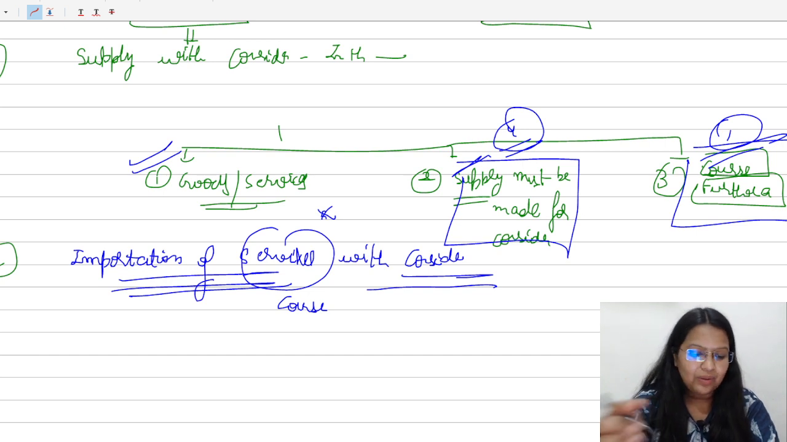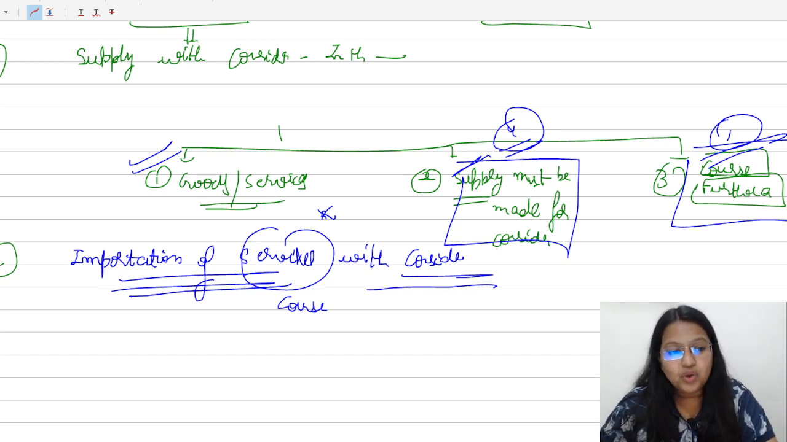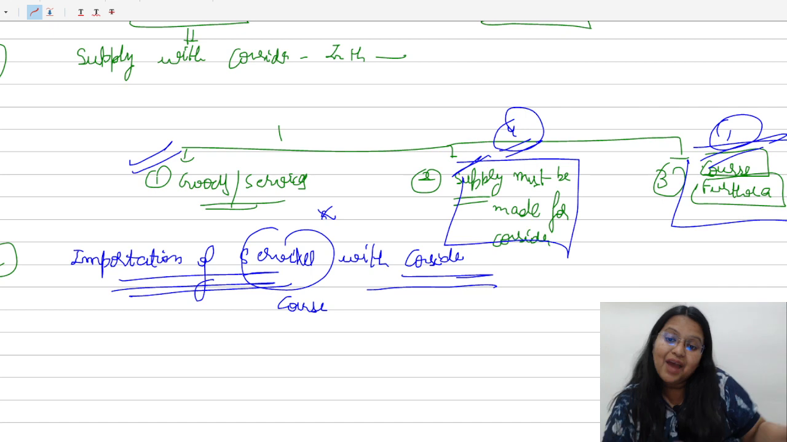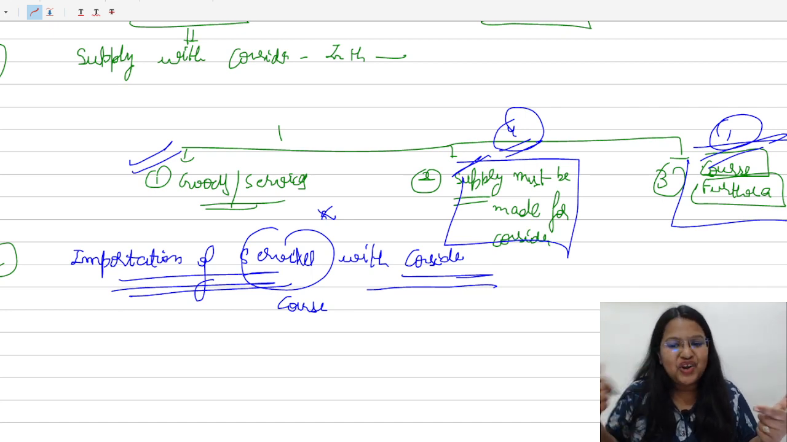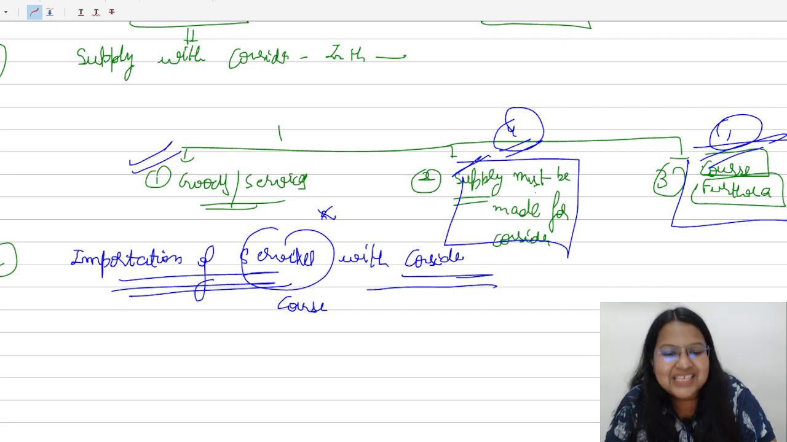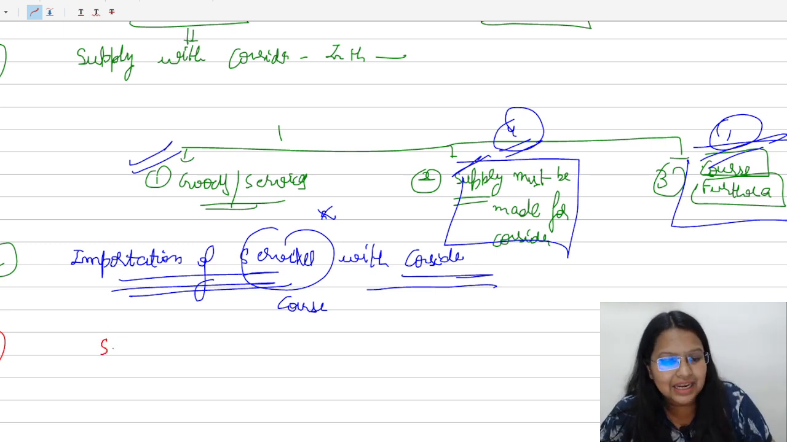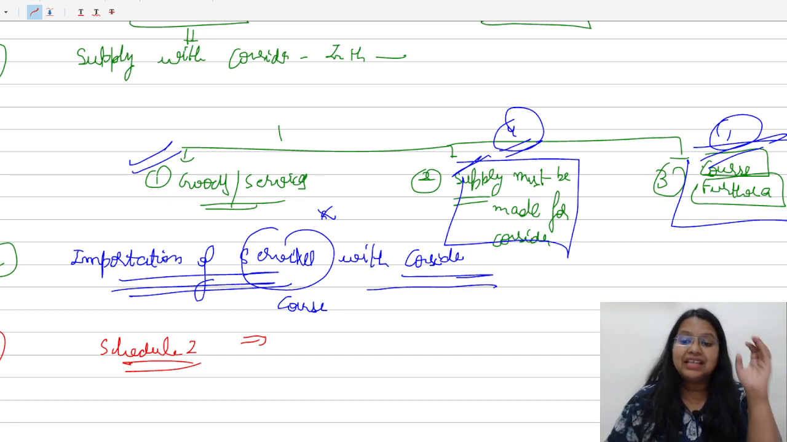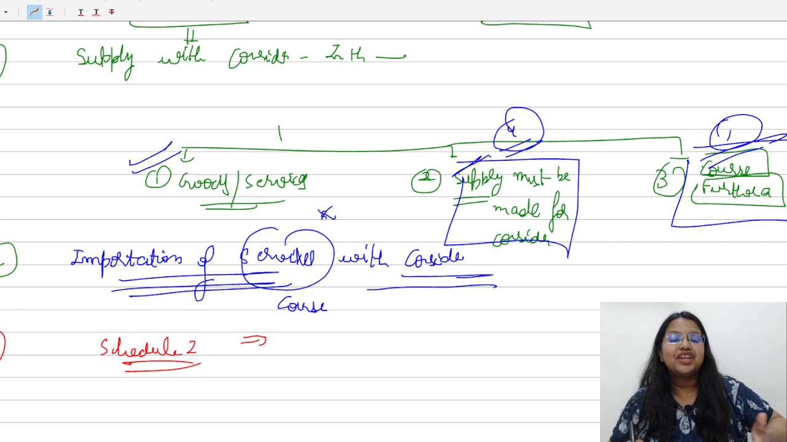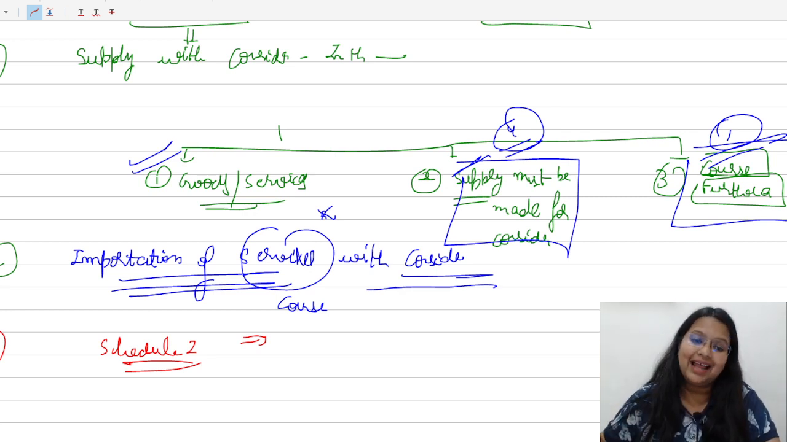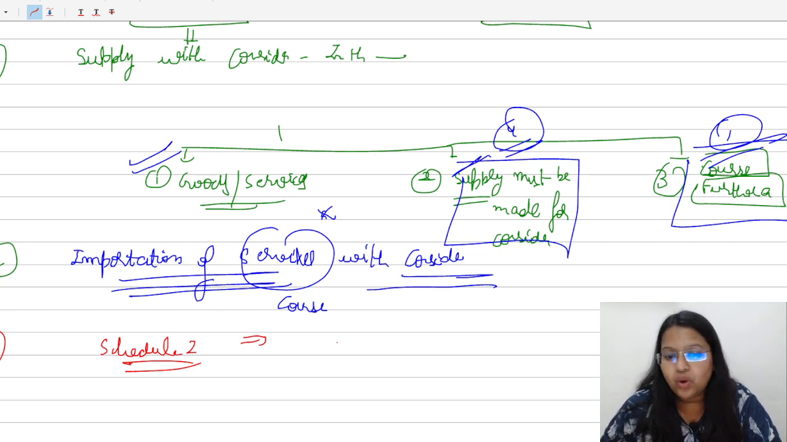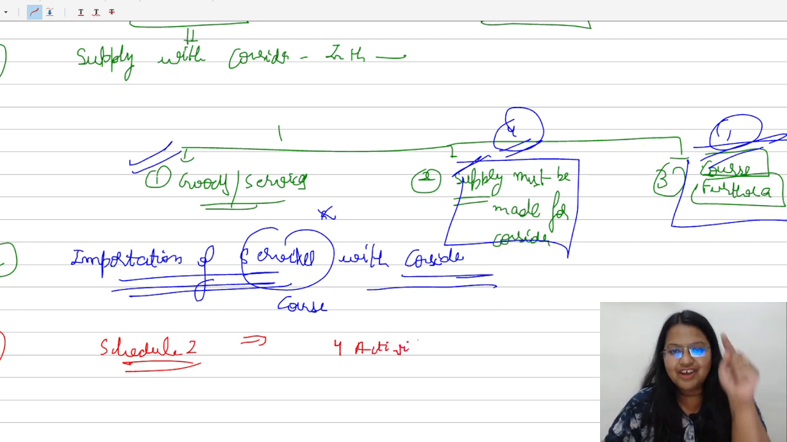Now you must be thinking, ma'am, what are the exceptions to the point that a supply must be made for a consideration? There are particular supplies which, either made for consideration or not, will not affect the character of GST. So yes, students, that is Schedule 1. The third point which will be covered in the inclusion part is Schedule 1. Schedule 1 is deemed supply. It means if the supply is made without consideration and it is covered under Schedule 1 of the CGST Act, it will be considered as supply under GST. In Schedule 1, how many activities are we going to cover? 4 activities. We will cover it in the same section also.